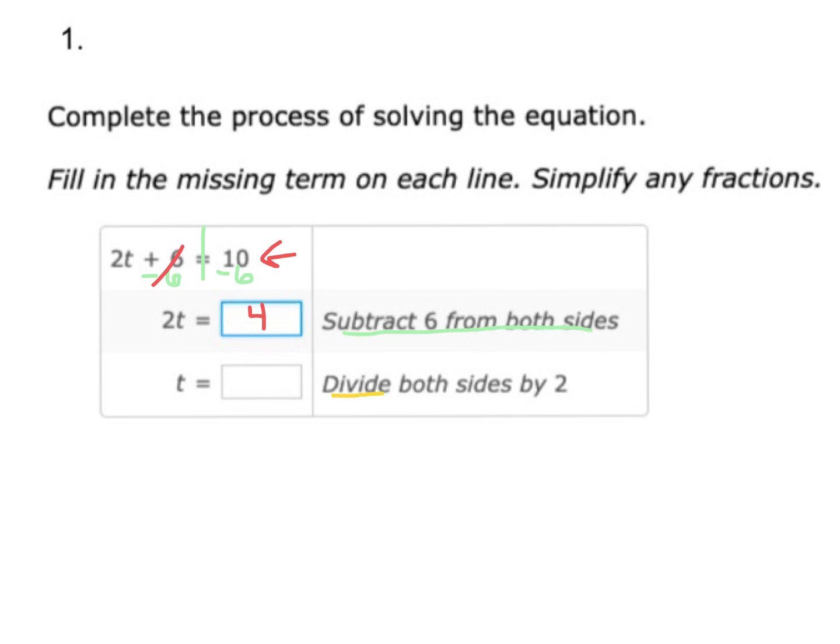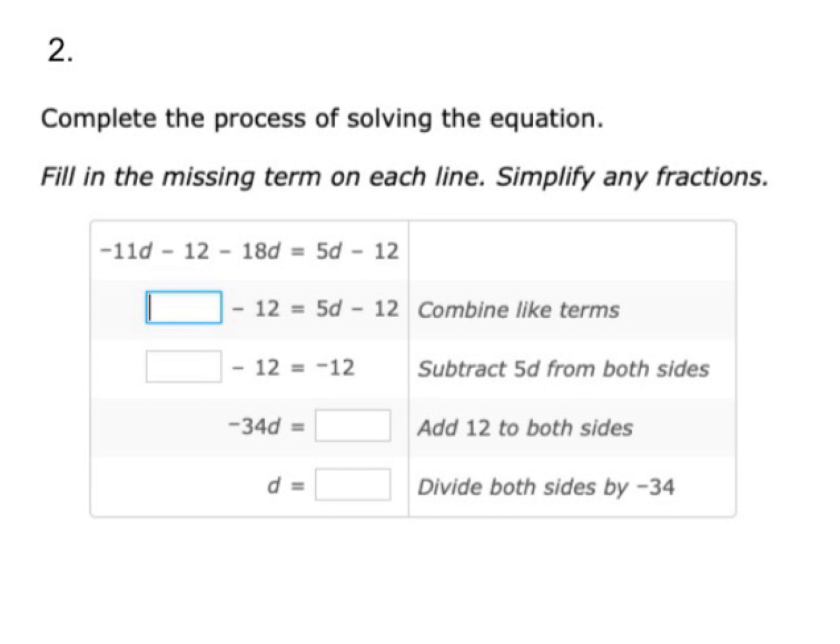Step 2 says divide both sides by 2. So we're going to go ahead and divide both sides by 2. 2 divided by 2 is 1t, which is the same thing as a plain old t there. And then 4 divided by 2 equals 2. So the two digits that need to be in there are a 4 and a 2.